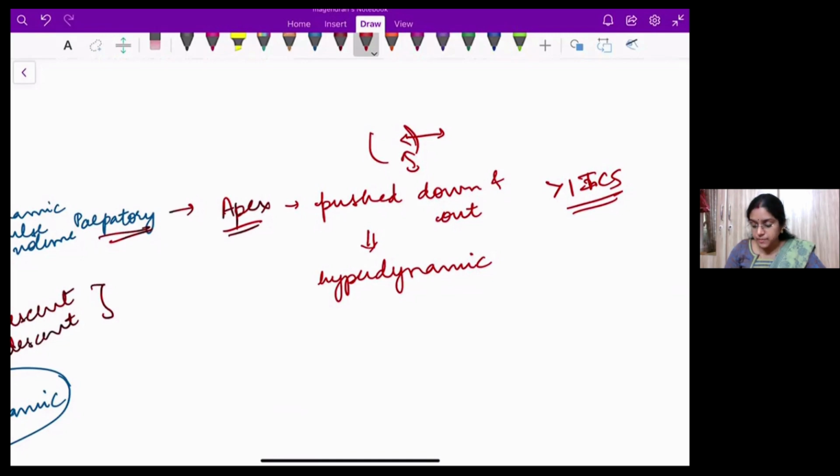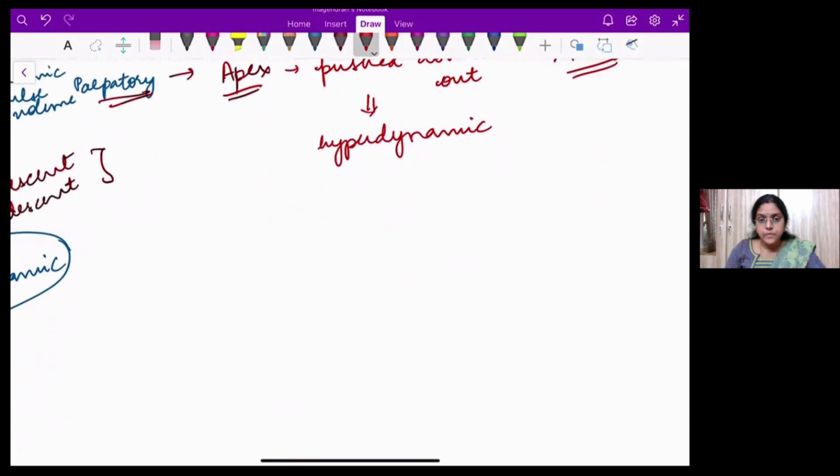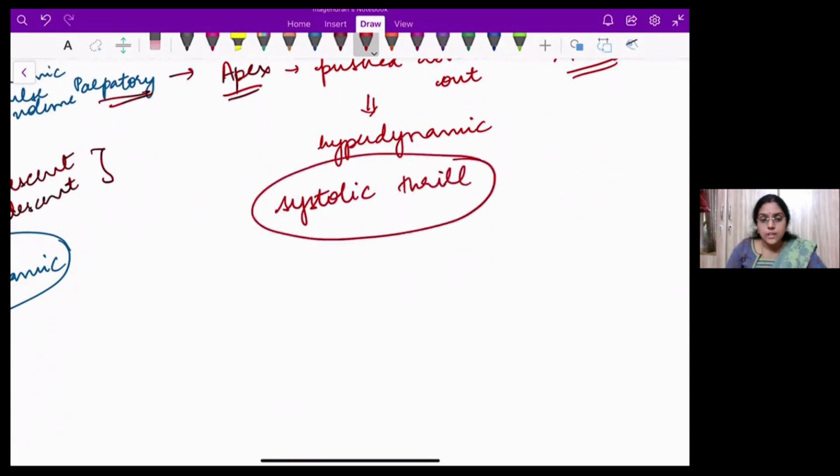Okay, so what happens when this hyperdynamic apical impulse happens? There is a lot of blood, there is a lot of turbulence. That is what will produce a murmur. But there will also be a systolic thrill. Okay, systolic thrill will be present. We saw in mitral stenosis there was a diastolic thrill in the apical area. In mitral regurgitation, we will have a systolic thrill in the apical area.